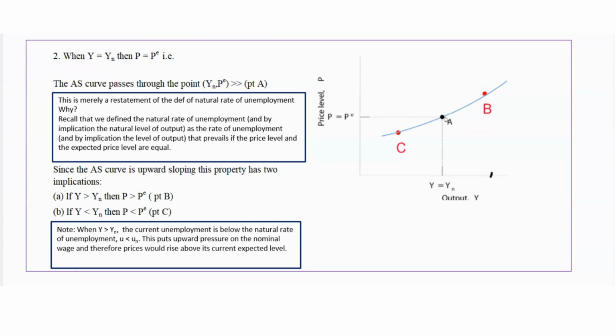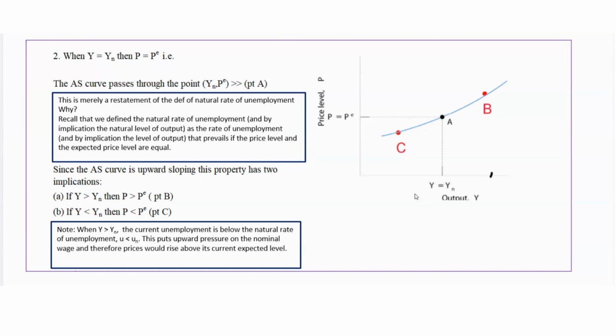Now, why is that? This is simply based upon the way we define the natural rate of unemployment. Recall from the earlier chapter that we defined the natural rate of unemployment, and by implication the natural level of output associated with this natural rate of unemployment, as the rate of unemployment and the level of output that prevails if P is equal to Pe. The way we define U equal to Un is that it's the equilibrium rate of unemployment when P is equal to Pe, and associated with Un is Yn.